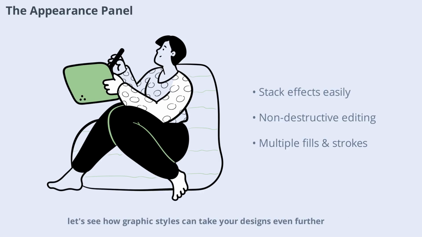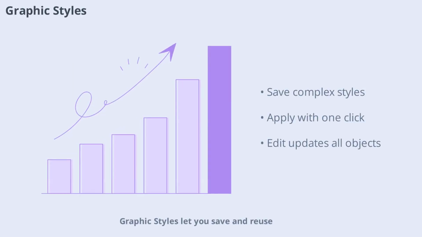Next, let's see how graphic styles can take your designs even further. Graphic styles let you save and reuse complex appearance settings with a single click. Imagine creating a unique text effect or a detailed button style. Once saved as a graphic style, you can instantly apply it to any object. This not only ensures consistency across your project but also speeds up your workflow. You can even edit the style later, and all linked objects update automatically. Graphic styles are perfect for branding, UI elements, and any design where uniformity is key.